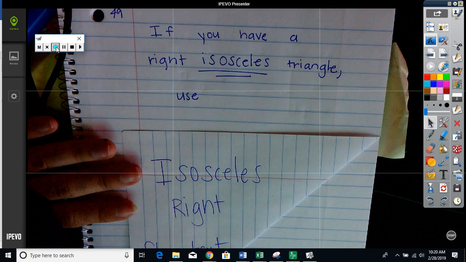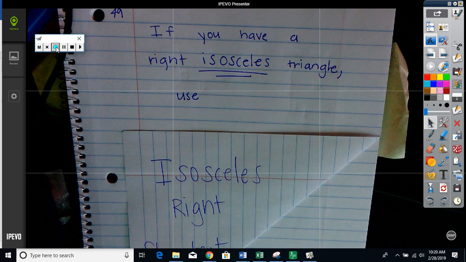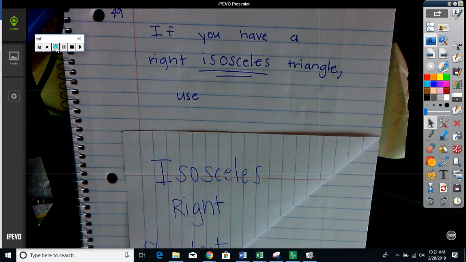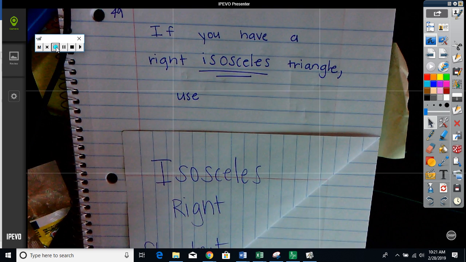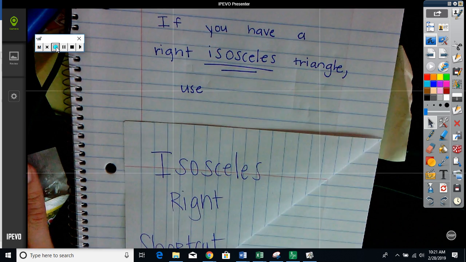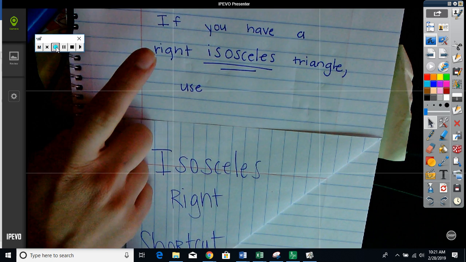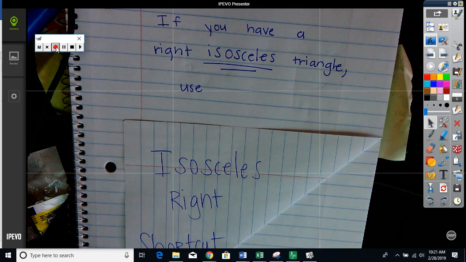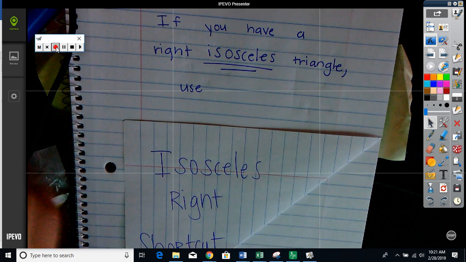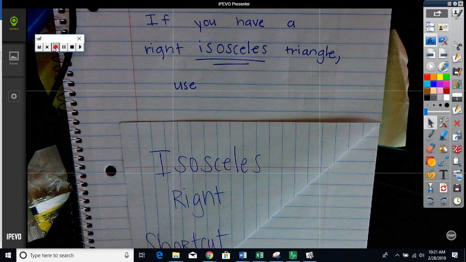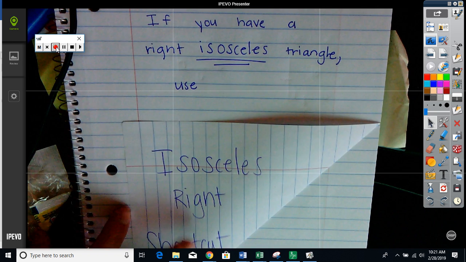Can somebody at Citali's table tell me what isosceles means? Yes, two sides and two angles are the same. Congruent, equal, perfect. So again, the shortcut only works if it's a right. Somebody at Ali's table, can you tell me what right means? What a right triangle means? An angle is 90 degrees, exactly. So make sure you've written this down.